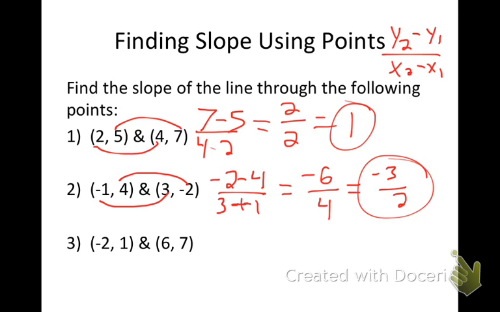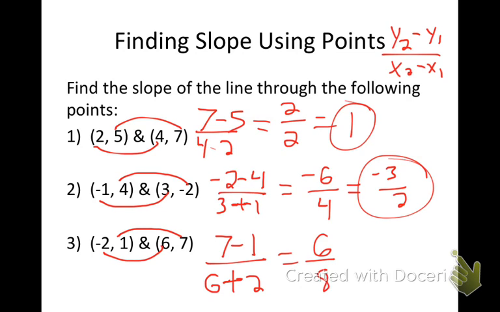And then number 3. I have my y values, 7 minus 1 over my x values, 6 minus a negative 2. 7 minus 1 gets me 6. 6 minus a negative 2, 2 negatives get me a positive, so 6 plus 2 is 8. 6 over 8 gets me 3/4. So I have 1, negative 3 over 2, and 3/4.